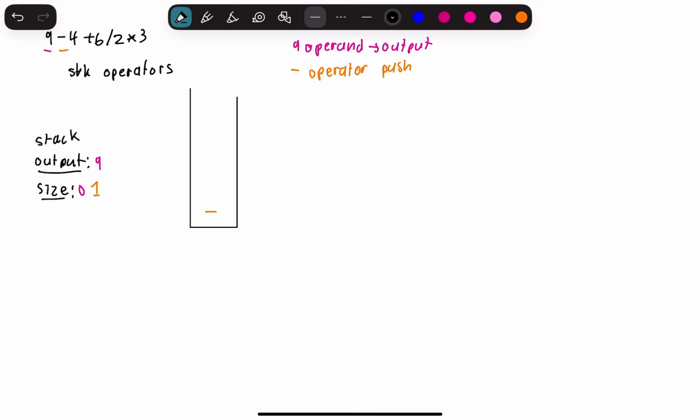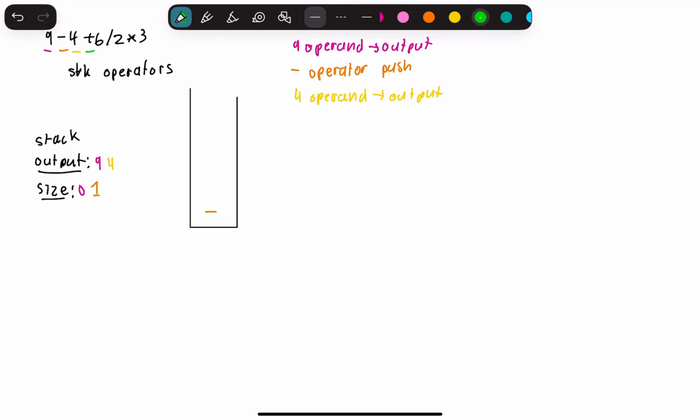Okay, so after this you have a 4. So 4 is an operand, and operands, they are output. So if they're output, you write that there, and your size is still going to be 1, and your stack is just going to be the same. It's going to be subtraction, size 1.